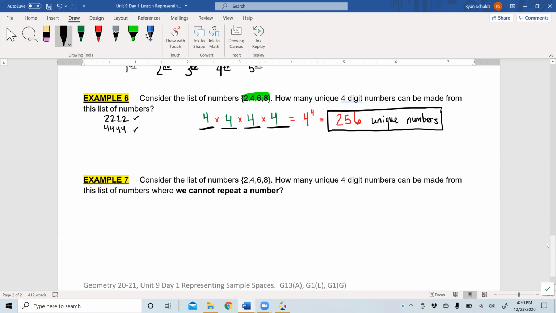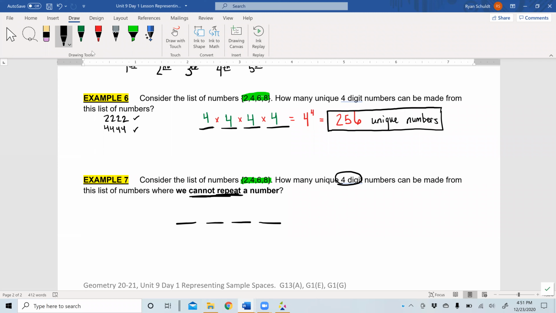And the last example for the notes. Consider the list of numbers, 2, 4, 6, and 8. Hey, they're the same digits, notice. How many unique four-digit numbers can be made from the list? Okay, four digits. So draw four blanks. 1, 2, 3, 4. How many can we make where we cannot repeat a number? We cannot repeat. Meaning once a 2 is in my number, I can never use that 2 again.